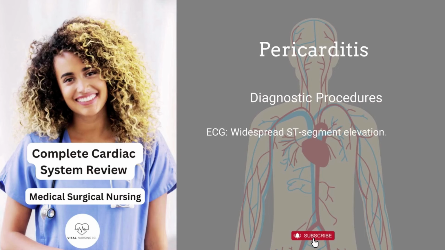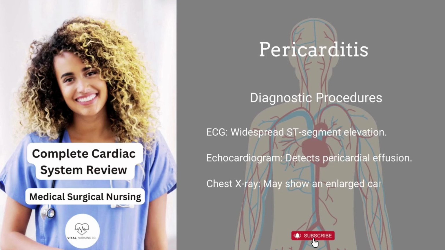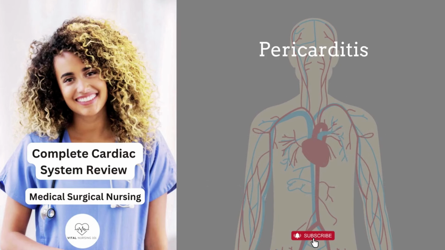Diagnostic procedures are the following. ECG, which shows widespread ST segment elevation. Echocardiogram, used to detect pericardial effusion. Chest X-ray, which may show an enlarged cardiac silhouette if effusion is present.